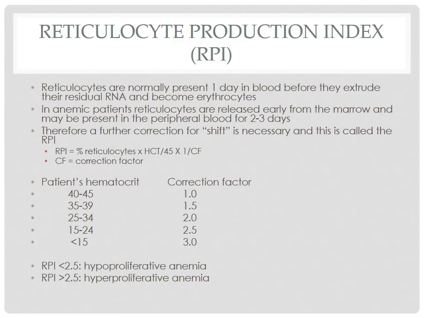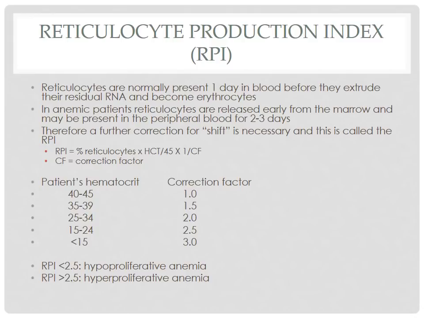Reticulocyte production index, or the RPI. Normally reticulocytes are only in the circulation for about a day, and then as they mature they become a red blood cell or erythrocyte. If you have a patient who's anemic, the reticulocytes are released early from the bone marrow and they don't mature as quickly, so they may be in the circulation for much longer, sometimes up to 2 to 3 days. This causes a shift, or a left shift, in the red cells, and it's something that needs to be corrected for, and that's where the reticulocyte production index comes into play.